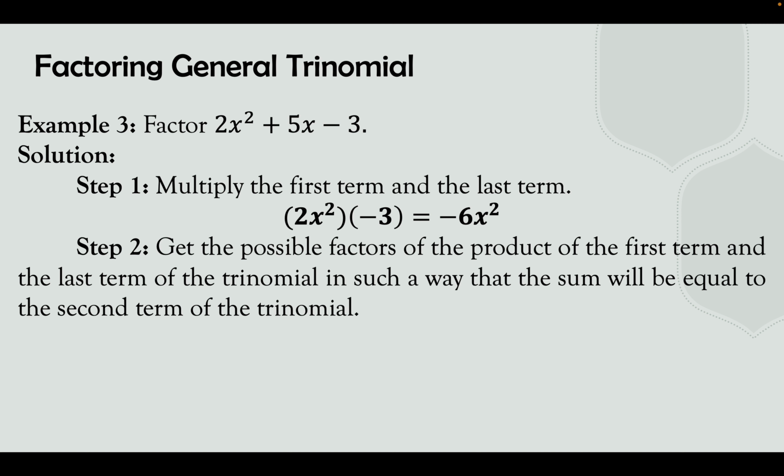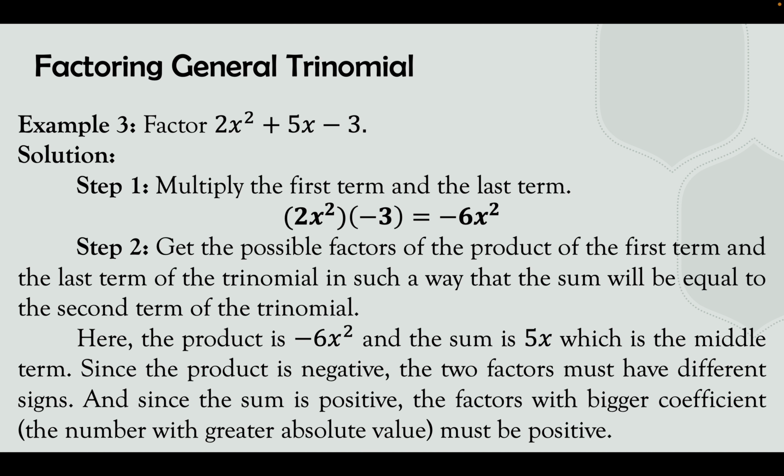Step number 2, get the possible factors of the product of the first term and the last term of the trinomial, in such a way that the sum will be equal to the second term of the trinomial. So, the product here is negative 6x squared and your sum is 5x, which is the middle term. Since the product is negative, the two factors must have different signs.